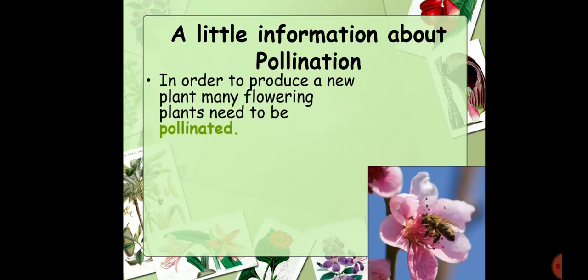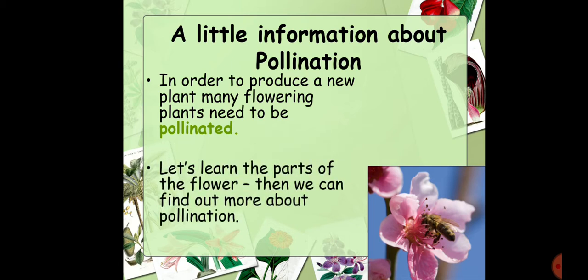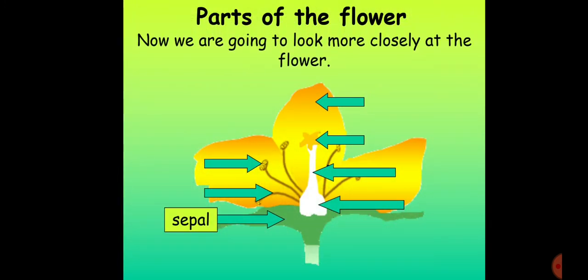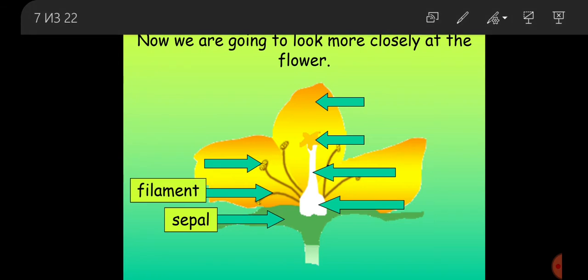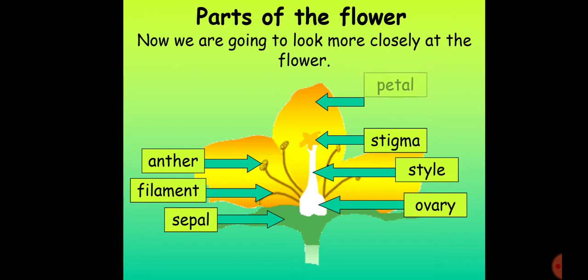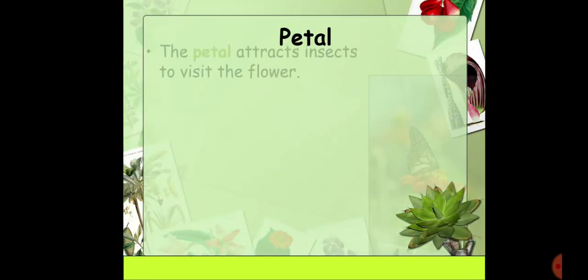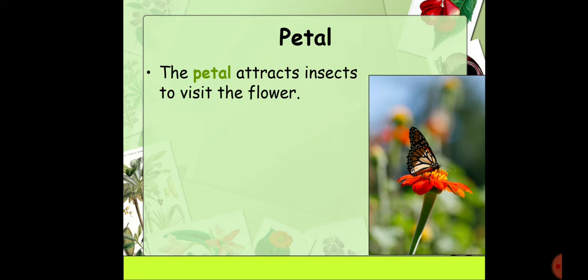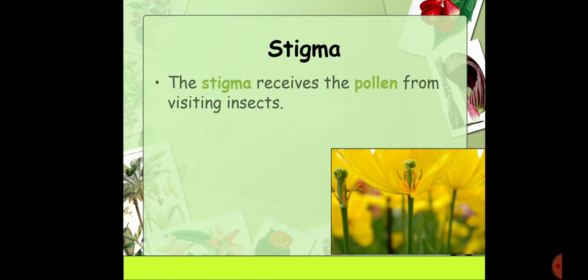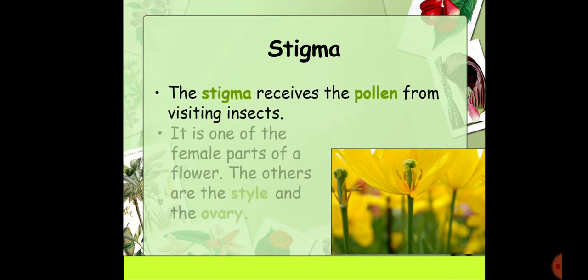In order to produce a new plant, many flowering plants need to be pollinated. Let's learn the parts of the flower, then we can find out more about pollination. Petal. The petal attracts insects to visit the flower. The colors that we see in the flower petals are quite different to those seen by insects with their specialized eyes. Stigma. The stigma receives the pollen from visiting insects.